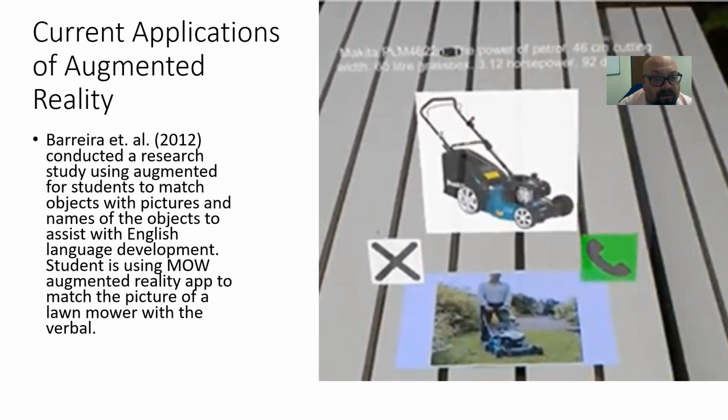Breria and other researchers in 2012 conducted a research study using augmented reality for students to match objects with pictures and names of the objects to assist with English language development. Students use a matching app to match the picture of a lawnmower with a verbal. So the students would be able to use augmented reality to understand that the picture in this graphic right here is a lawnmower, and this little phone will also allow the student to hear how the word lawnmower is pronounced.